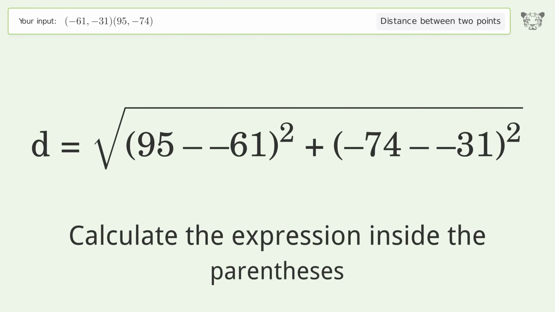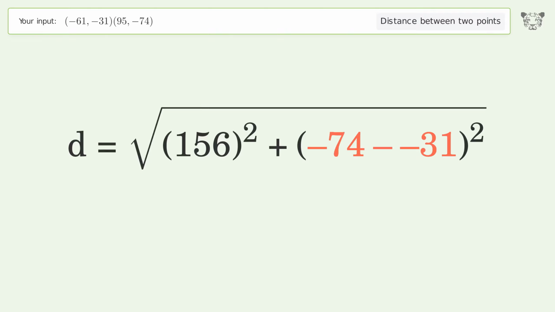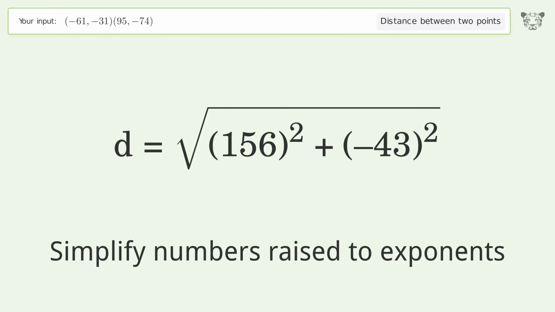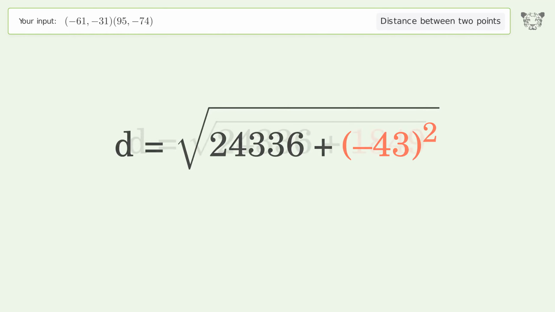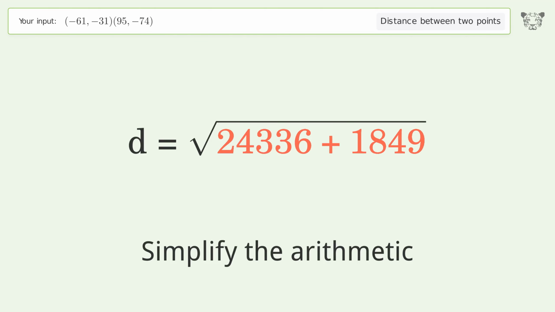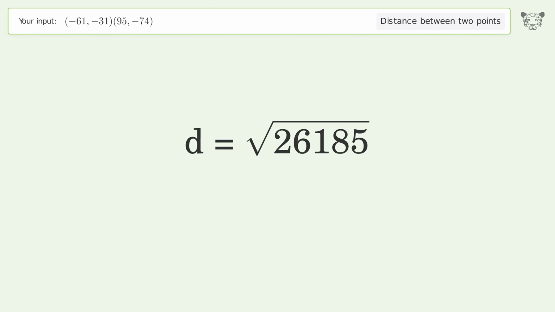Calculate the expression inside the parentheses. Simplify numbers raised to exponents. Simplify the arithmetic. And so the distance between the 2 points is the square root of 26,185 or 161.818.